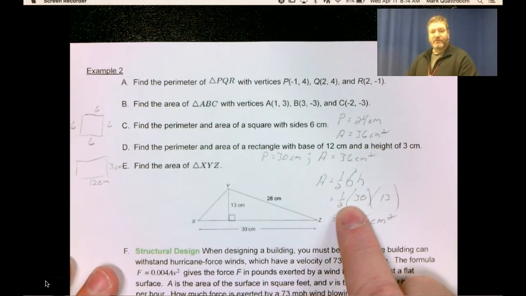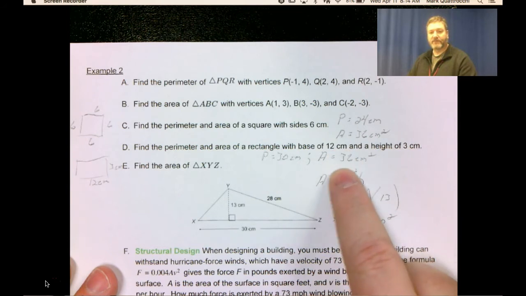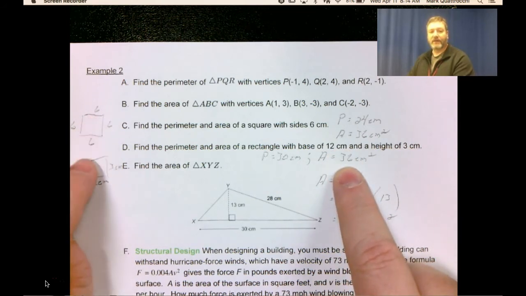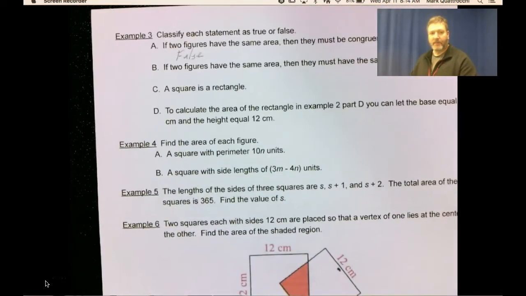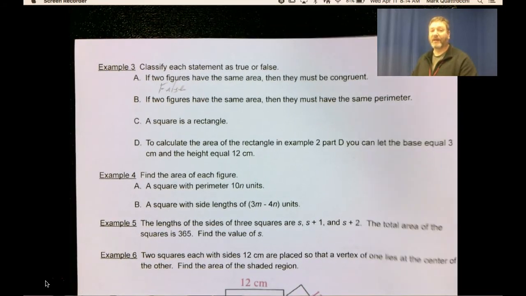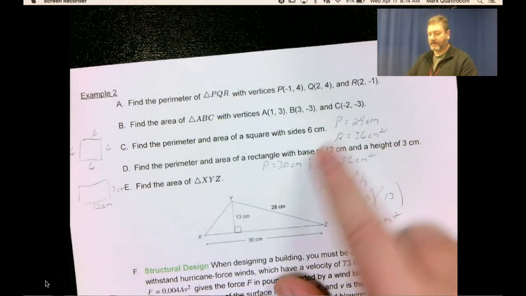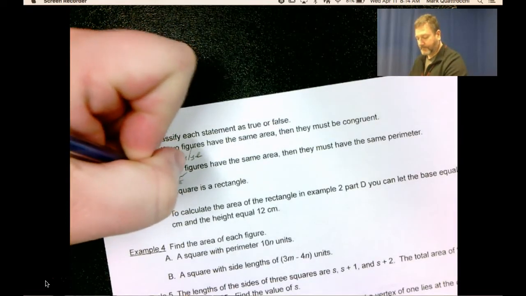Here's example 2, C and D. This square has an area of 36 centimeters squared. This rectangle has an area of 36 centimeters squared. And these two figures here and here are not the same. Okay. Part B. If two figures have the same area, then they must have the same perimeter. Again, same area, different perimeters. False.